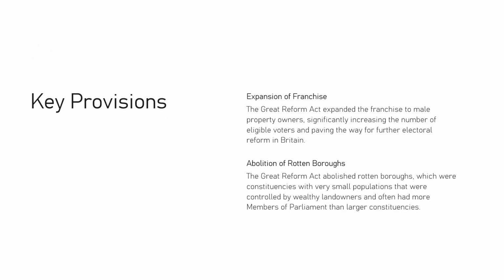Key provisions. Expansion of franchise. The Great Reform Act expanded the franchise to male property owners, significantly increasing the number of eligible voters and paving the way for further electoral reform in Britain. Abolition of rotten boroughs. The Great Reform Act abolished rotten boroughs, which were constituencies with very small populations that were controlled by wealthy landowners and often had more members of parliament than larger constituencies.